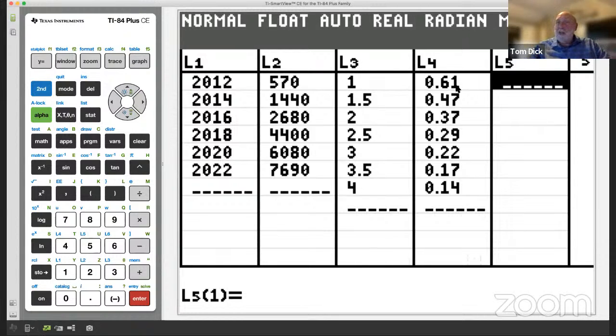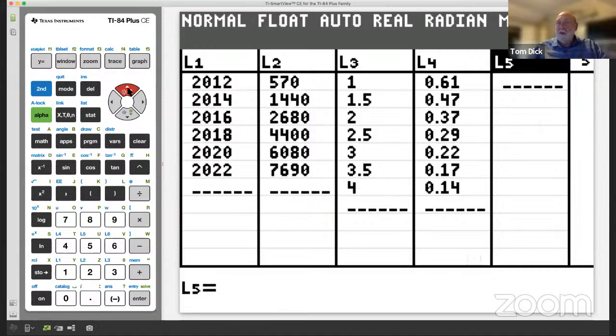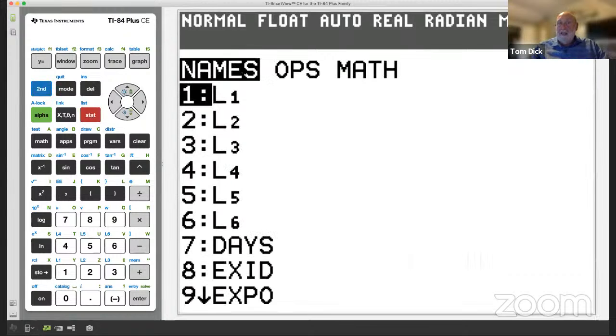I'd like to generate a list of these differences, and there's a feature that does that quite nicely. I'm going to use this last visible column, L5. I'm going to arrow up into L5 and define what this list of values will look like. To do that, I'm going to go to LIST, which is the second function of STAT. And it says NAMES. There are those list names. It looks like there are six of them.